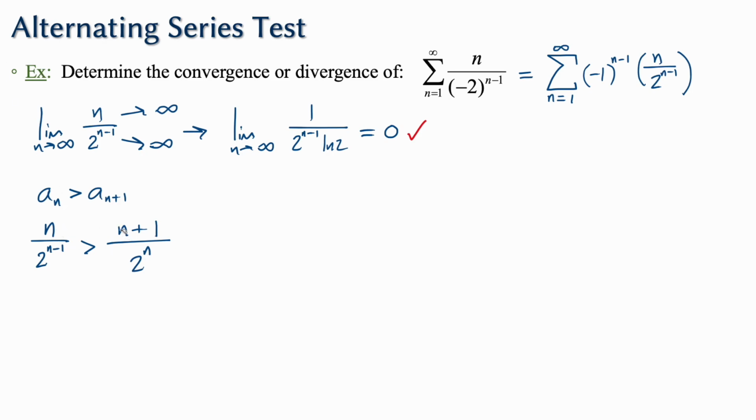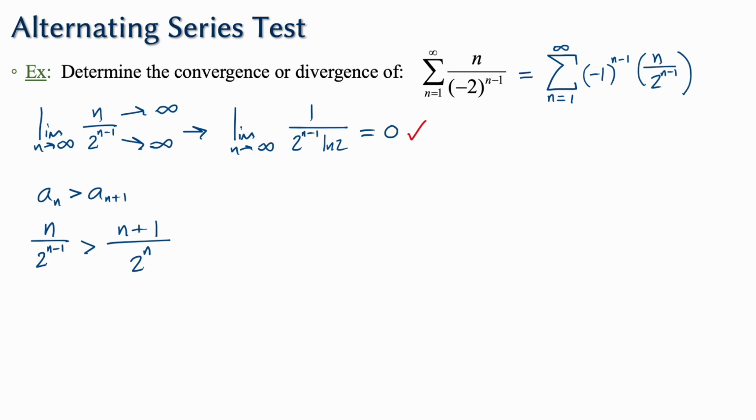Now, looking at this, I don't think it's super obvious, because both the numerator and denominator changed, that this is going to be bigger than this. So I think an easy way to do that is to simplify and do a little bit of algebra. What we can do is cross multiply and work it out, and we'll discover what values of n will make this true. And as long as it works for what we need here in the series, it's going to be fine.